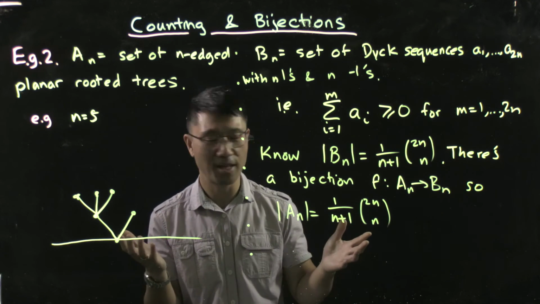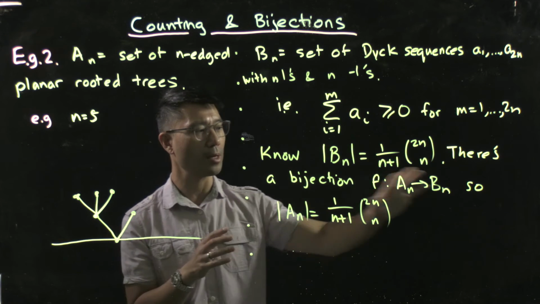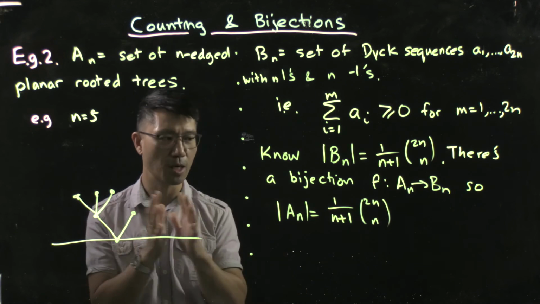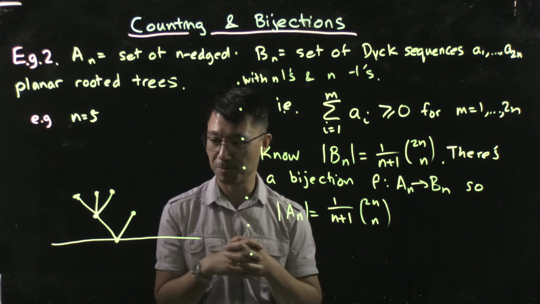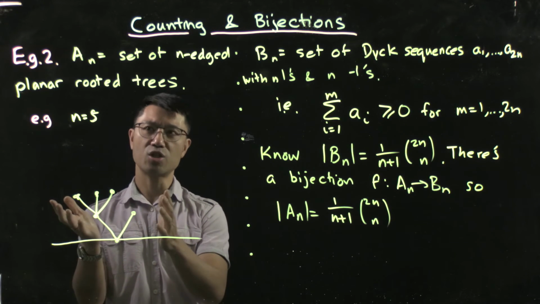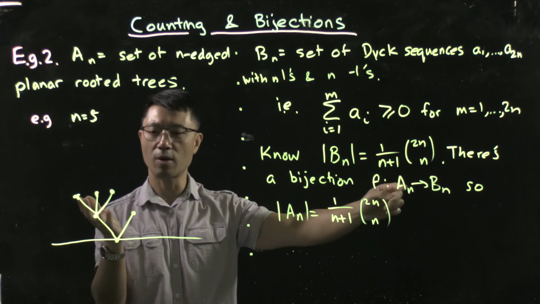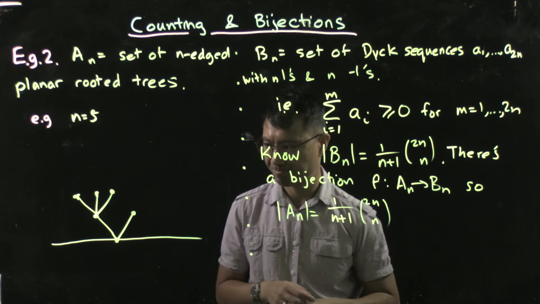So the big question, the thing that I've left unsaid, is what is this bijection? I don't want to establish the bijection for you, but I basically want to tell you how it works, and it's a wonderful exercise for you to figure out why it is indeed a bijection. So how do we go from an n-edged planar rooted tree? We need to input one of these, and we need to spit out a sequence of 1s and -1s.